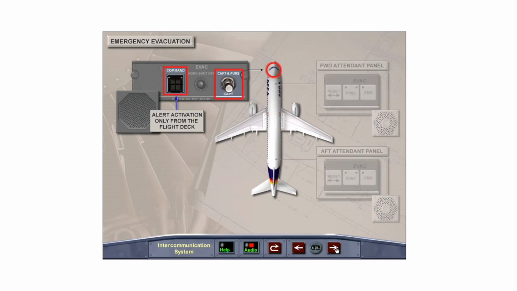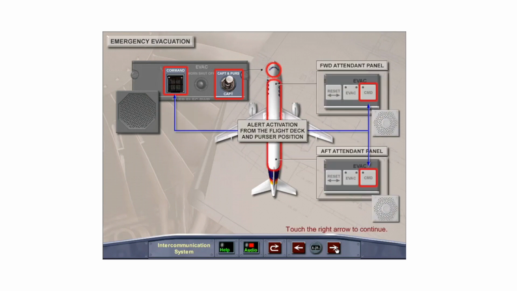The captain and purser switch has 2 positions. In the captain position, the evacuation alert may only be activated from the flight deck. In the captain and purser position, the alert may be activated from either the cockpit as described or from the cabin by pressing the command push button at the forward or aft flight attendant panel. In the cockpit, the evac light on the command switch flashes red and the evacuation horn sounds.